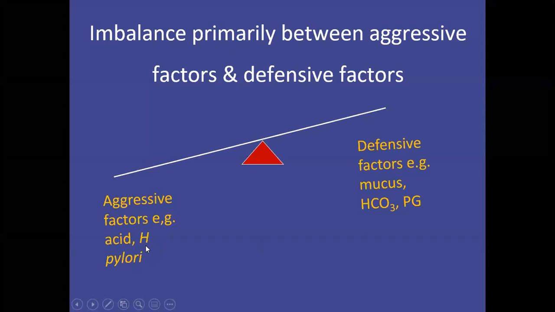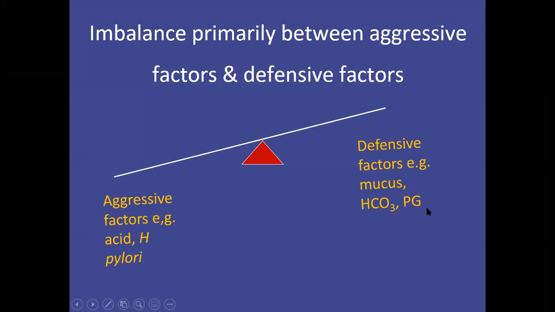In the majority of these, H. pylori, not all. And there are several defensive factors which prevent the development of peptic ulcer, or actually they hinder the development of peptic ulcer. For example, the mucus protective layer in the stomach and intestine, bicarbonate secretion, and prostaglandins.